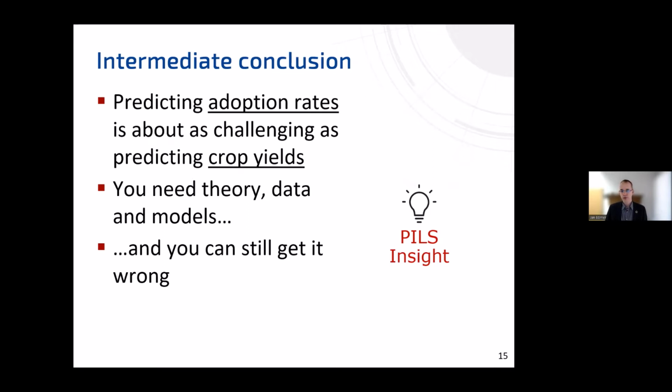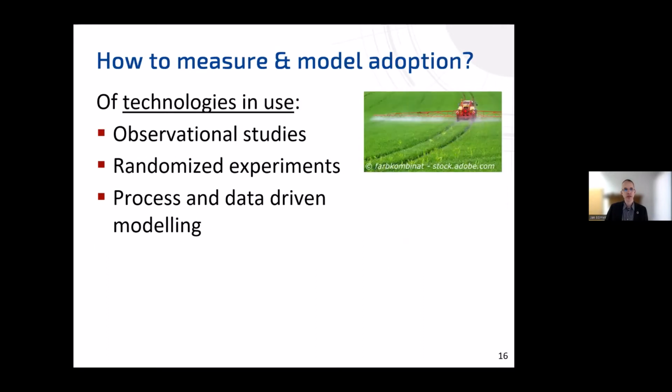So we are dealing with very different but equally complex traits and dynamics here that we need to understand, and we do that looking at theory. We need data and models, and we can still get it wrong because we haven't understood all the important aspects that play a role in predicting adoption rates. Now let's look at how this can be done in practice, and actually how we do it also in CP6.